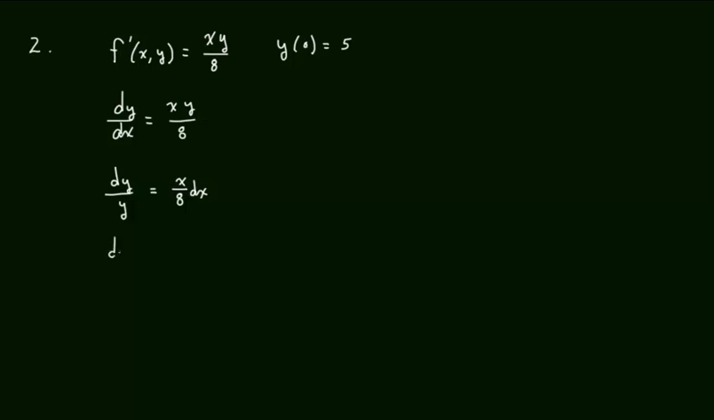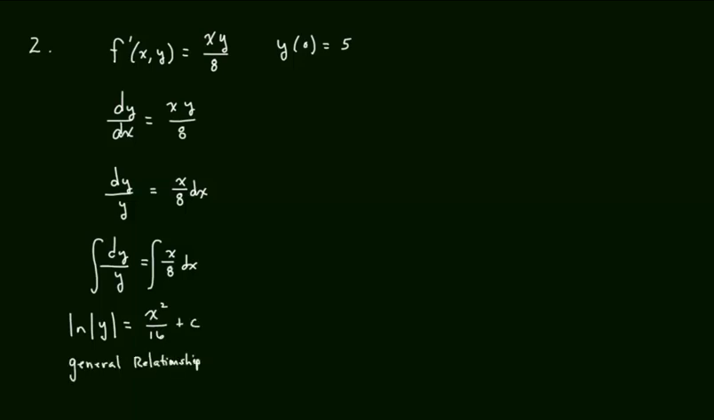Okay, I'm going to rewrite it again so that I can follow my work later. And I am going to integrate both sides. On the left-hand side, I get the natural log of the absolute value of y equals, and that's going to be x squared over 16 plus c. This defines the general relationship between x and y, in an effort to have the derivative described in the very beginning.